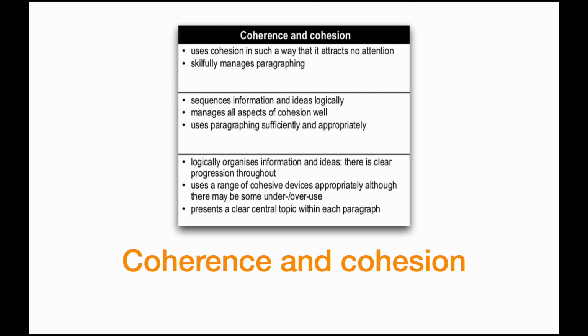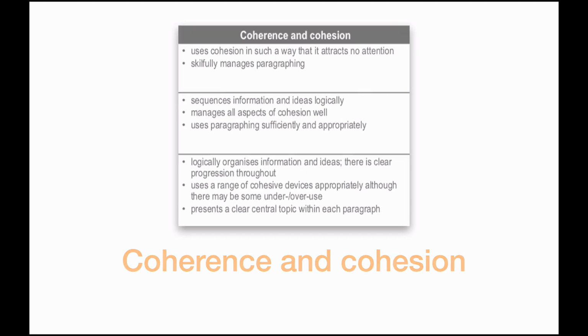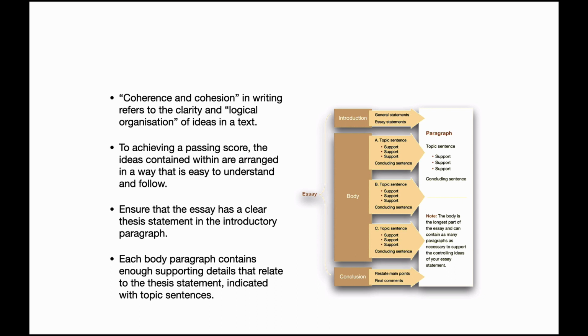Coherence and cohesion. Coherence and cohesion in writing refers to the clarity and logical organization of ideas in a text. To achieve a passing score, the ideas contained within are arranged in a way that is easy to understand and follow. Ensure that the essay has a clear thesis statement in the introductory paragraph. Each body paragraph contains enough supporting details that relate to the thesis statement, indicated with topic sentences.